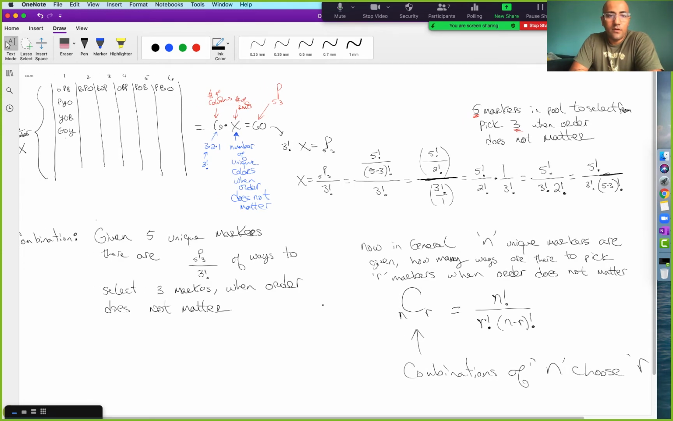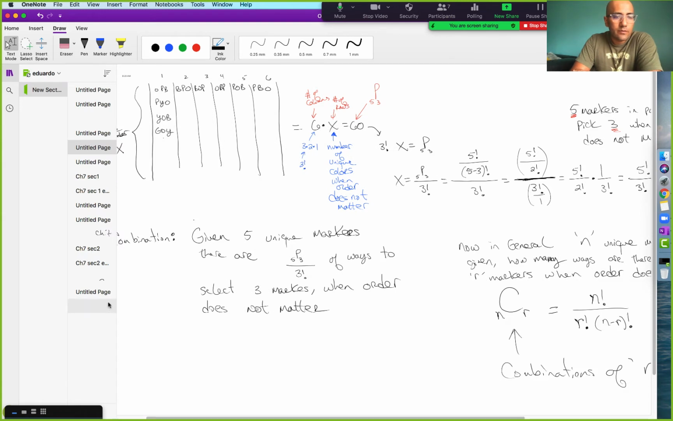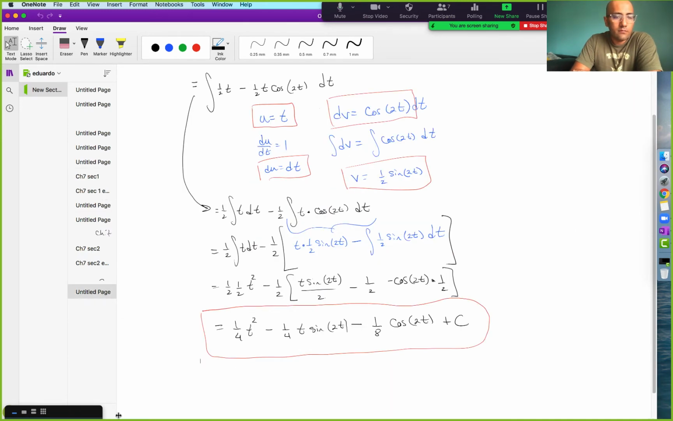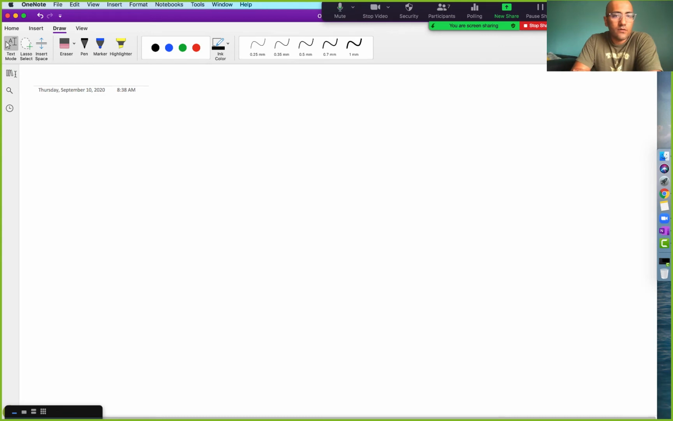Okay, let's do another example. And we'll do both permutations and combinations to, again, figure out what the difference is between them. So let's go to another page over here. So for example, okay, let's go back to our markers and let's throw in one more in there. Let's throw in a black, a green, a purple. Let's make it crazy numbers now.